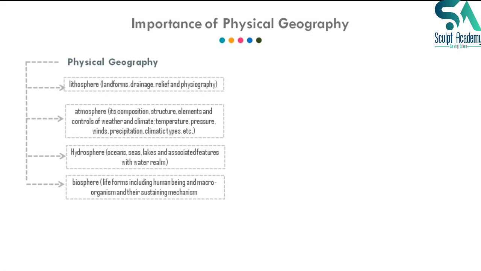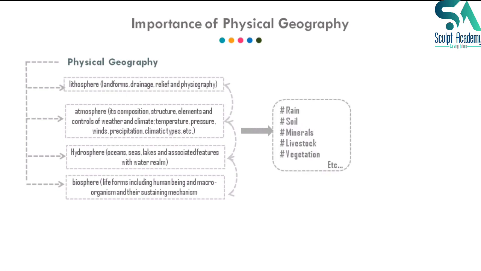All these studies basically are related or interrelated with one another, and hence they affect each other in some way or the other, and simultaneously combinedly they affect various factors such as rain, soils, minerals, livestock, vegetation, etc. And indirectly, directly, all these things affect human and other living organisms, and whatever has an impact on human life is basically an important field of study for humans.